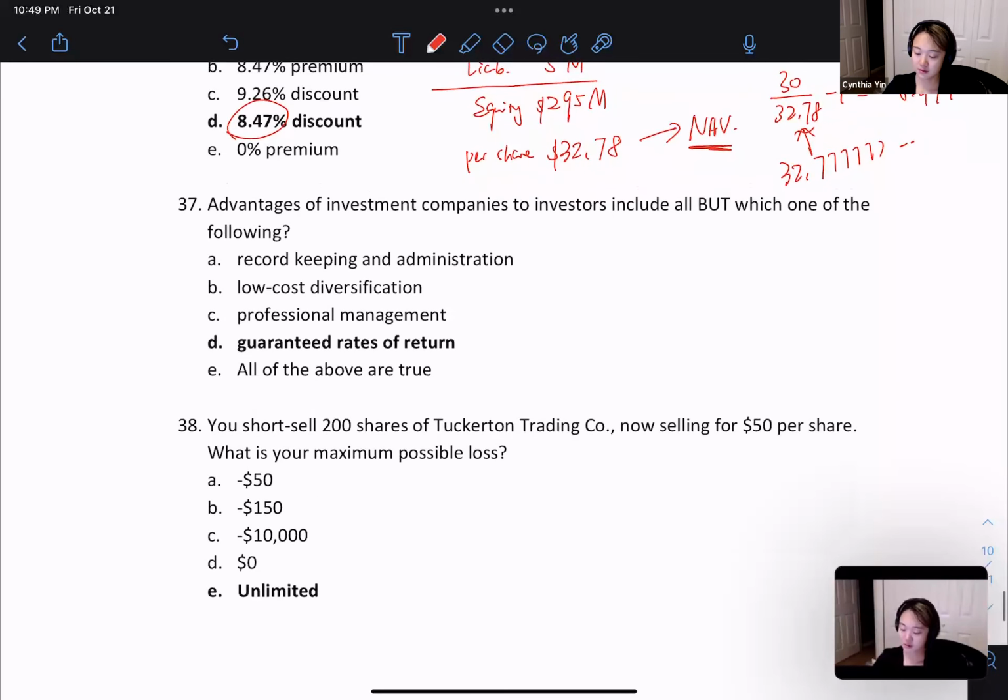Advantages of investment companies to investors. This is in ETF, like chapter 4. All of the first 3 are just in the slide, nothing more to say. And this one is ridiculous because you cannot get a guaranteed rate of return by investing in investment companies, because they are not bonds, they are not fixed income assets. Mutual funds or ETFs are a little bit like portfolios of stocks. It's not guaranteed.